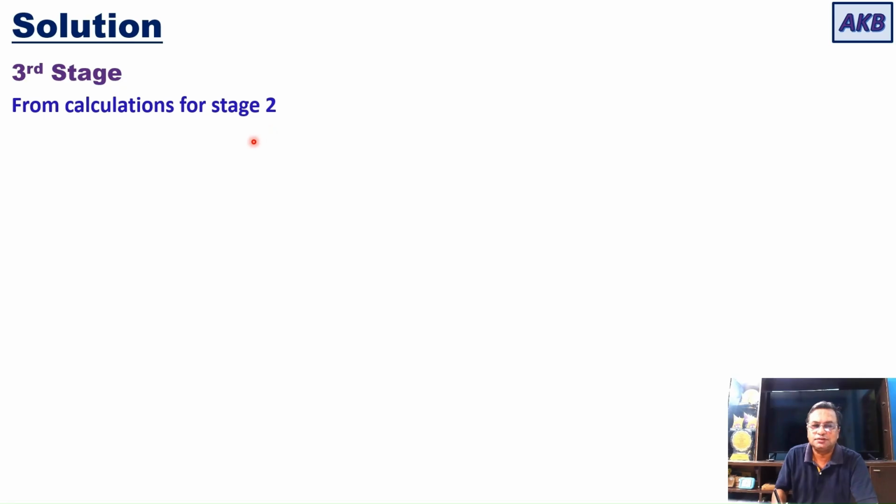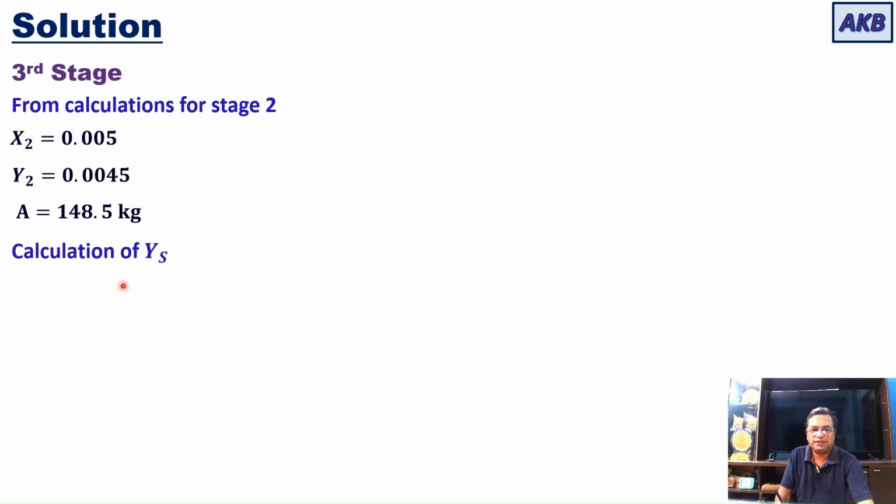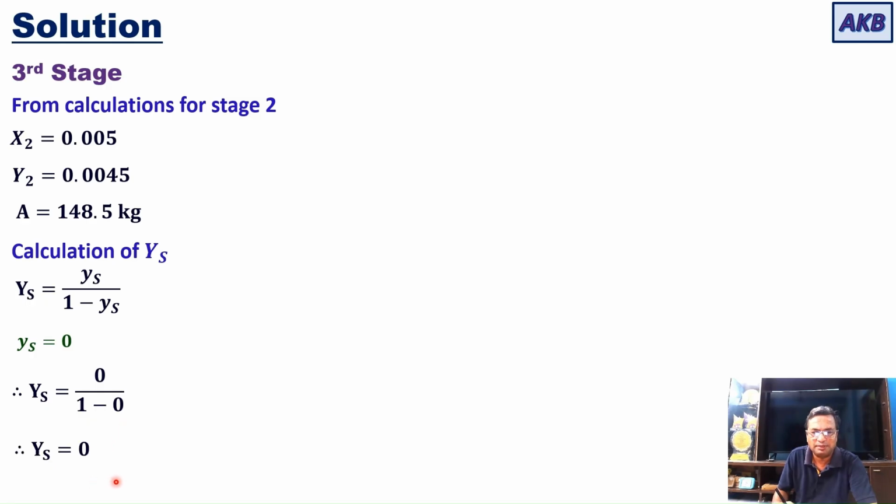So from our calculations for stage number 2, we have got capital X2 as 0.005 and capital Y2 as 0.0045. A is 148.5 kg. Then we need to calculate capital Ys. Actually, we have already calculated it, but in order to follow the steps, I am showing these calculations. Capital Ys is small ys divided by 1 minus small ys. Ys is 0 for this stage also. So therefore capital Ys will be equal to 0 upon 1 minus 0. That is, capital Ys is equal to 0.